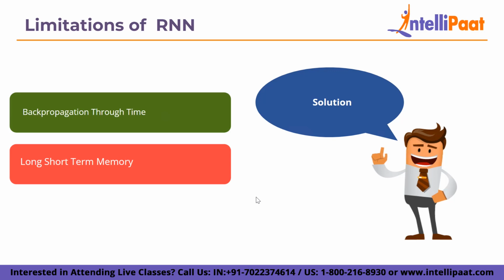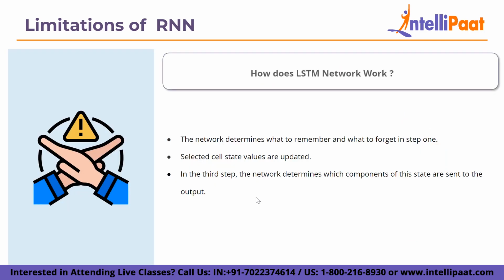Now, I also want to tell you how the LSTM network works. Basically, long short-term memory is capable of learning long-term dependencies and by default retaining knowledge for extended periods of time. The three stages of the LSTM network are as follows. The first one is that the network determines what to remember and what to forget in step 1. In step 2, selected cell state values are updated. And finally, in the third step, the network determines which components of the state are sent to the output. So as you can see, LSTM can be applied as a solution to our problems.